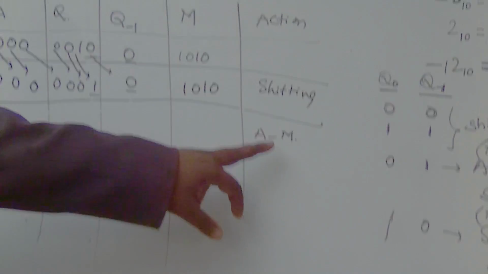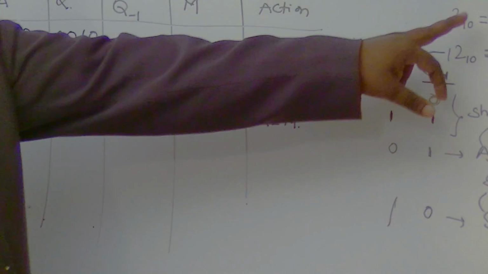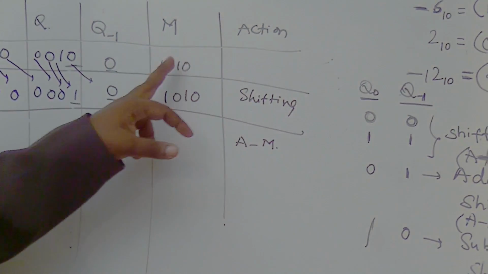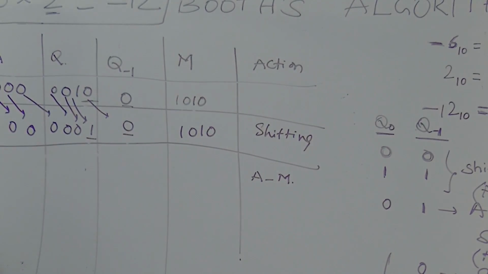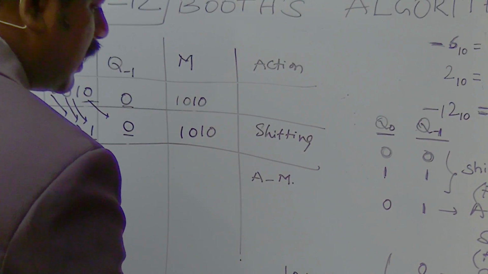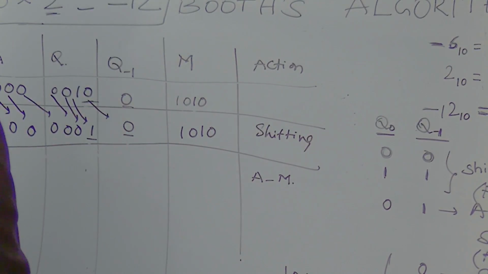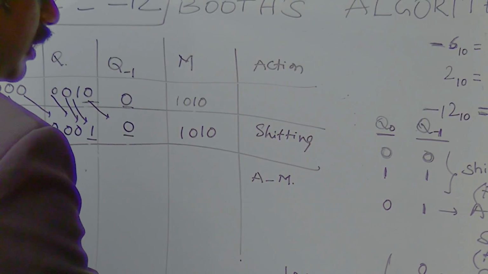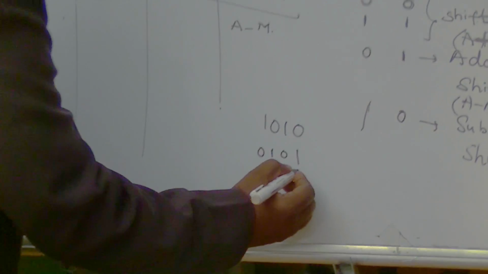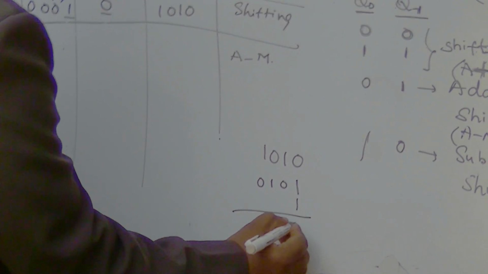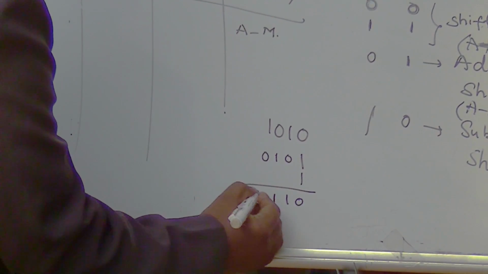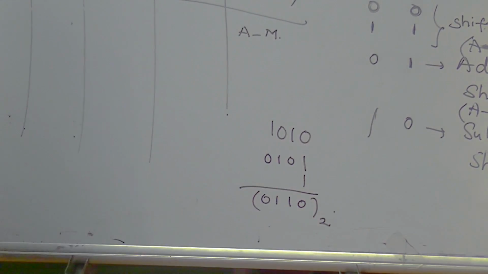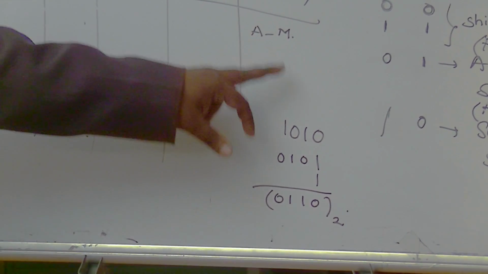So, the 2's complement of M. M we already know, that is 1 0 1 0. To get the 2's complement, first change the 1s and 0s, so you get 0 1 0 1. This is the 1's complement, and we just add 1 to it. So this is the 2's complement value, and this is A minus M.